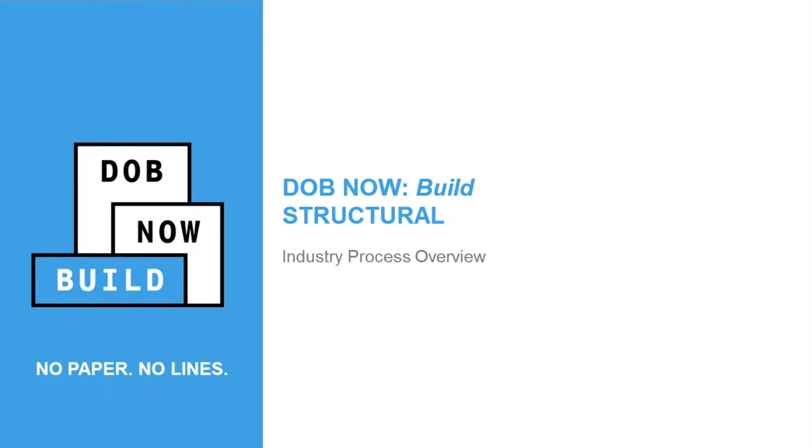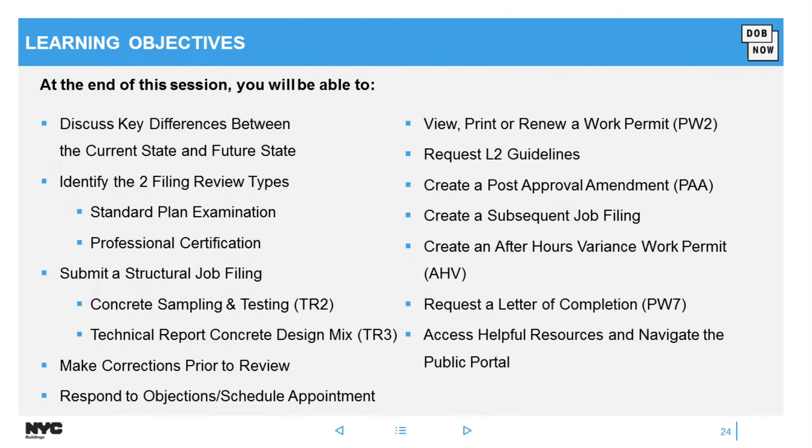So now I'm going to get into the heavy set of guidelines for structural. I'm going to speak about what you did on paper versus what you're going to do digitally now. I'm going to go over the filing review types. I'm actually going to complete a concrete job filing and a steel job filing. I'm going to go through corrections, responding to objections, scheduling appointments, viewing, printing, and renewing work permits. We can do L2s now in the system as of July 1st. PAA guidelines, I'll go over subsequent again, AHVs, LOCs, and I'll remind you where you can access our YouTube channel and helpful material at the end.